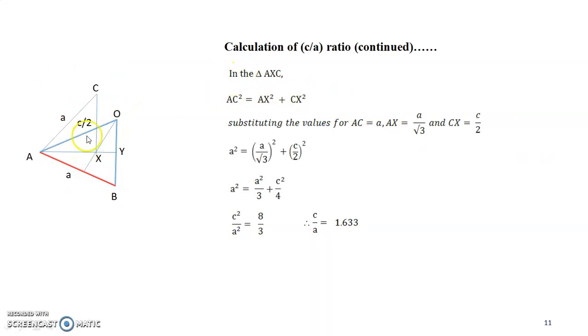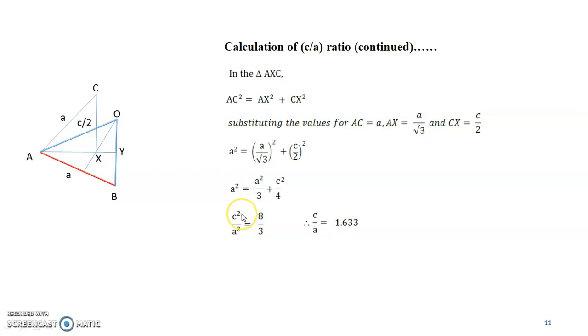Next, again we are considering the same triangle and using the Pythagoras theorem, that is AC square equals AX square plus CX square. We know the value of AX, we calculated already: AX equals a by root 3. We know the value of CX, it is c by 2. We are substituting these AX and CX values here. We know AC also, AC equals a. So we are substituting all these three values: a square equals (a by root 3) whole square plus (c by 2) whole square.